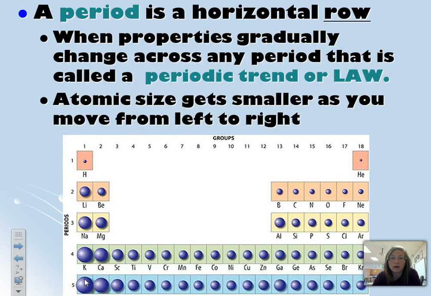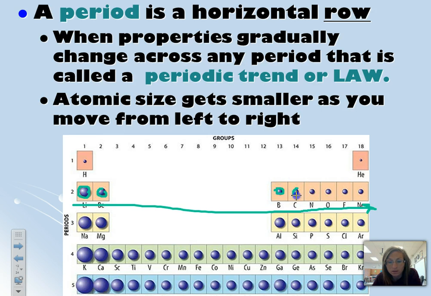Alright, so you need to know what we call the rows and columns in a periodic table, and a horizontal row is going to be labeled as a period. That's going from left to right. You see there's 1, 2, 3, 4, 5, all the way to 7 periods. And when we see properties gradually change across any period, we call that a periodic trend or law. One example is how atomic size is going to get smaller as you move from left to right. You can see here the size of the atom, and as you go left to right, it gets smaller.